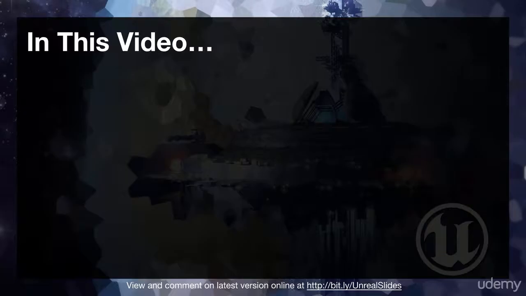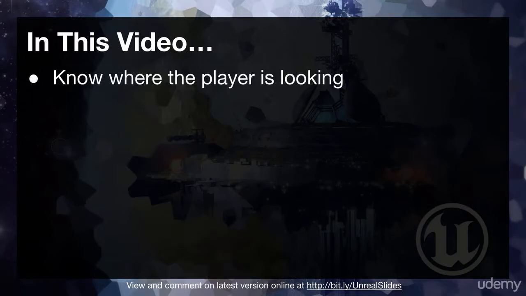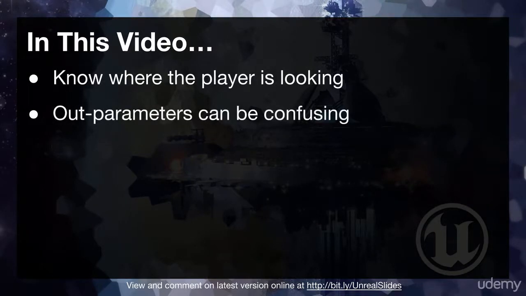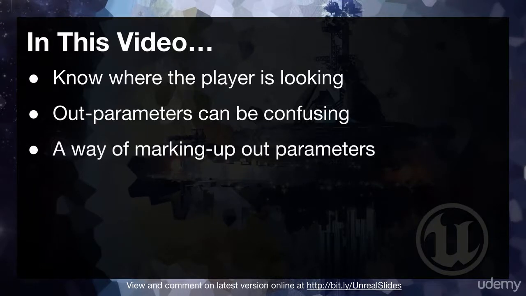So welcome to Getting the Player Viewpoint. In this video, we're going to find out where the player is looking. We'll also be talking about out parameters, which is where a function actually changes the parameters you've given it, which is a bit nasty, and we'll find a way of taming that. We will be marking those out parameters up with a little macro.